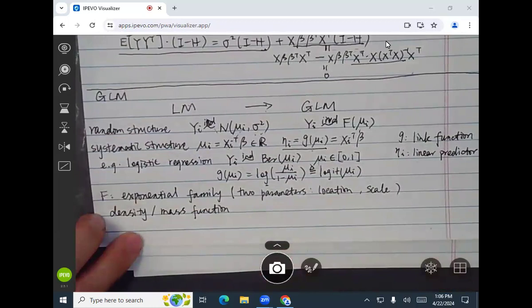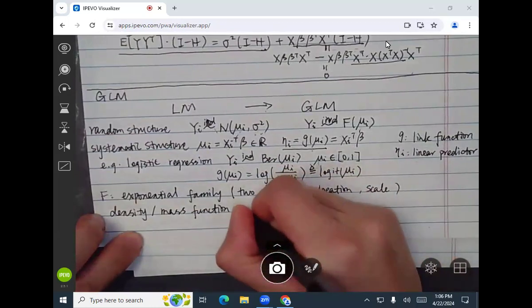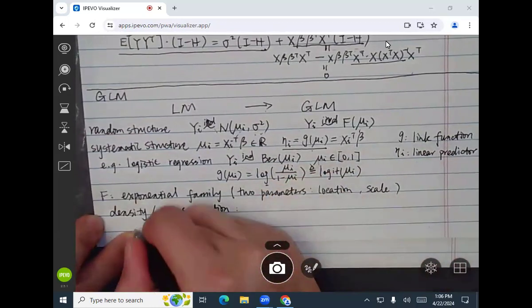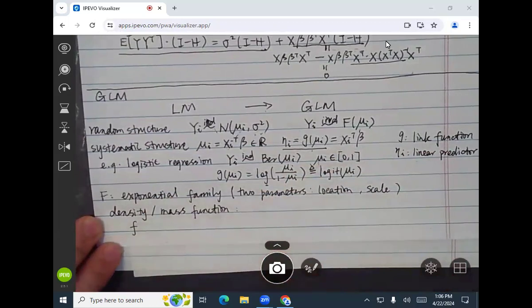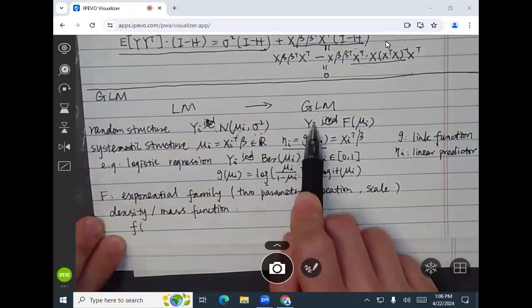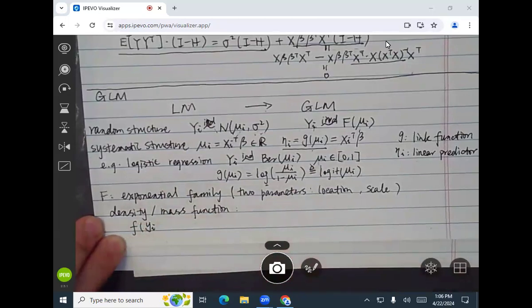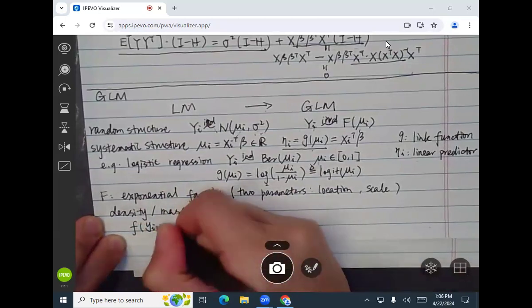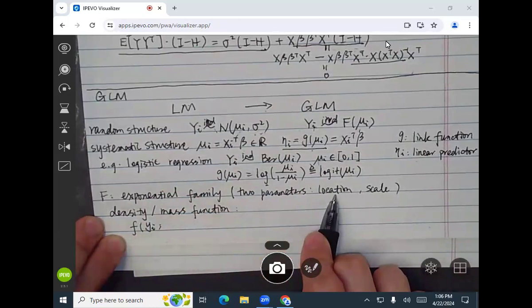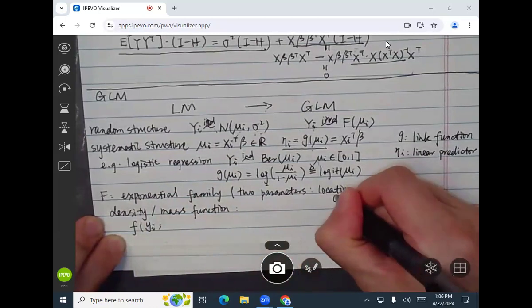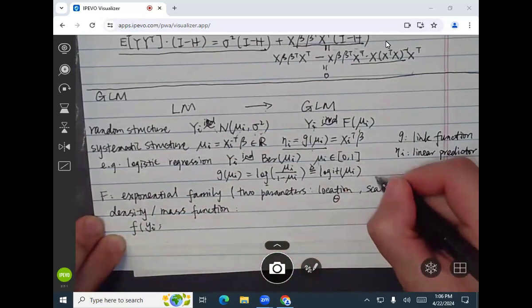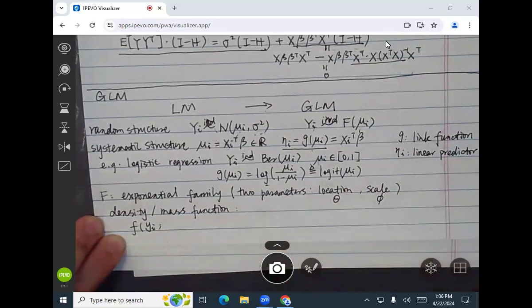So we just write a general form as the density f of the observed value of our yi. So yi is the random variable, our response. We just use its observed value, which we call small yi. And the two parameters, we denote the location to be theta and the scale to be phi.